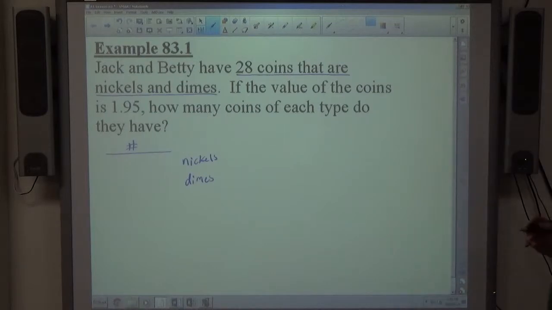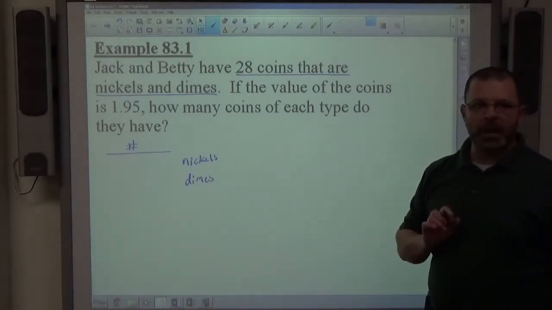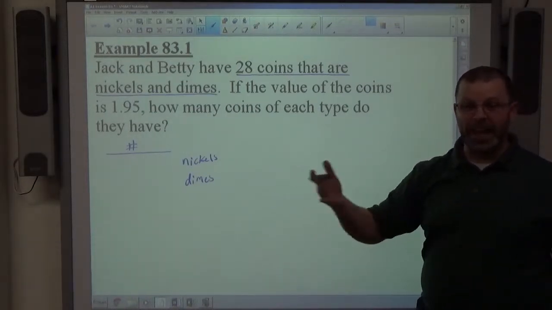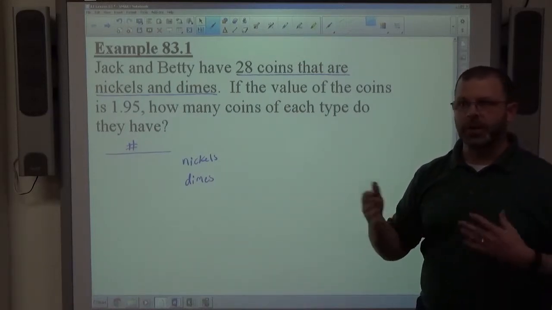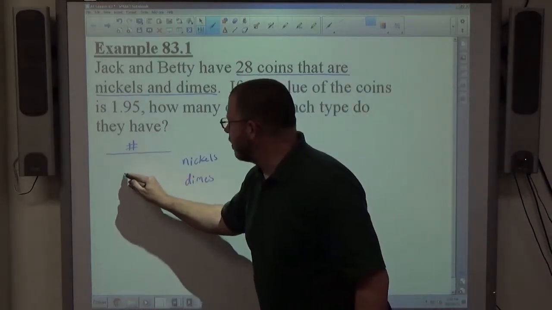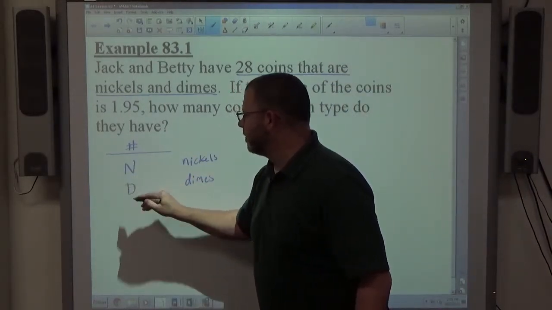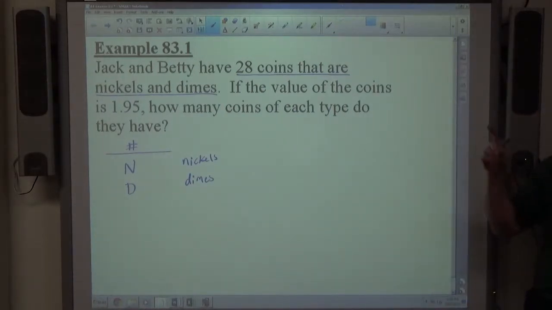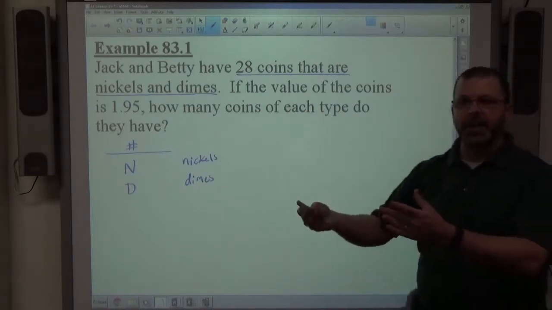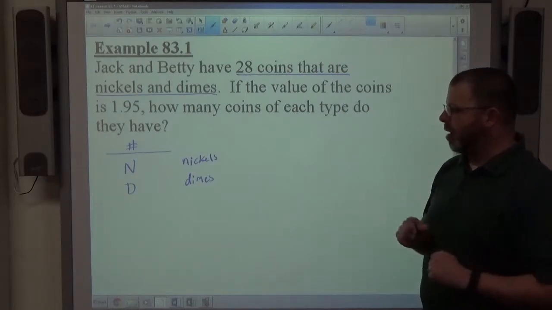Do we know how many nickels or dimes Jack and Betty have currently? No. We know together they have 28, but there might be 1 nickel and 27 dimes. There might be 25 nickels and 3 dimes. I don't know individually. So I'm going to say that they have N nickels and D dimes. And the total is 28? Well, we'll do that in a minute. Yes, the total of those is 28. But for now, if I ask how many nickels they have, the correct answer is N. If I ask how many dimes they have, the correct answer is D. So all we're doing is inventing an answer for the problem to represent how many nickels and dimes they have.